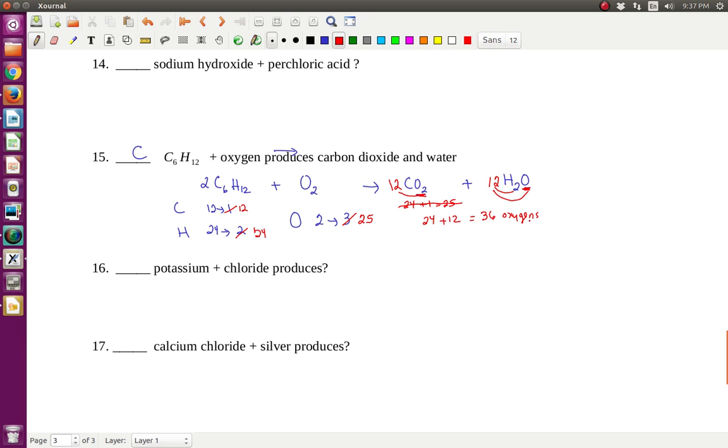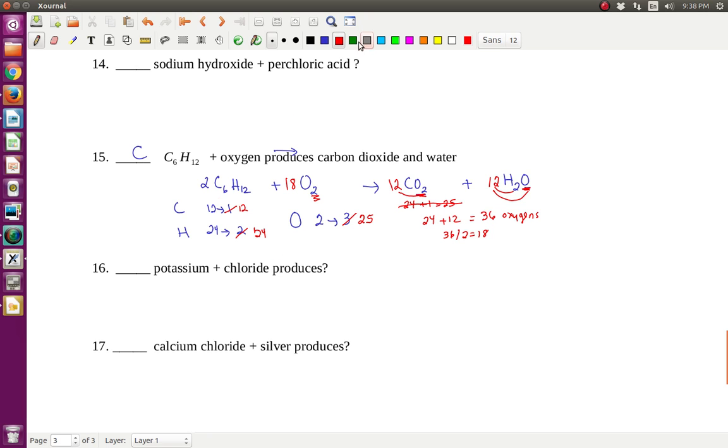Right? All right, so I need 36 oxygens on this other side, but they come in groups of 2. So I'm going to take my 36 and divide it by 2, and I get 18. And I'm going to put it here. And you're going to say, okay, great, this is awesome. Everything is balanced. And that's true. Everything would be balanced at this point.